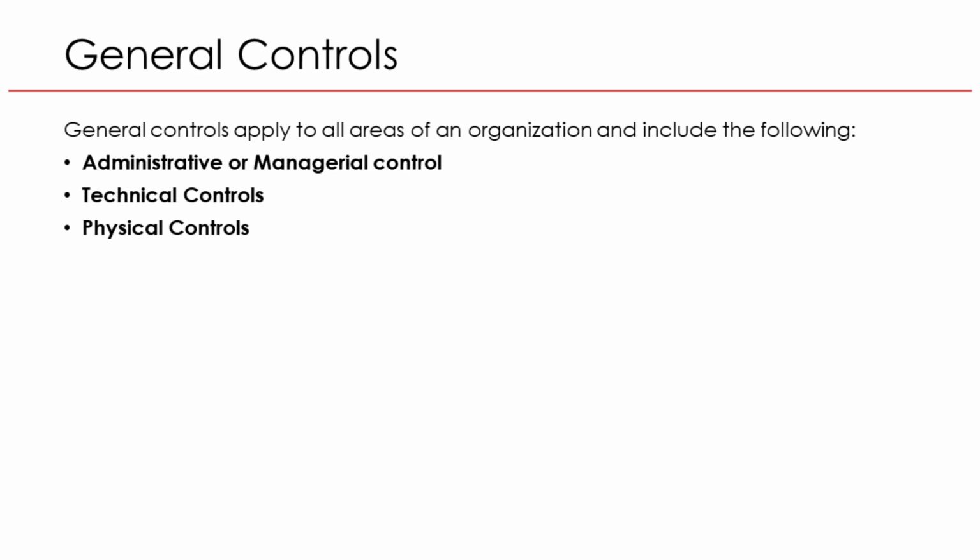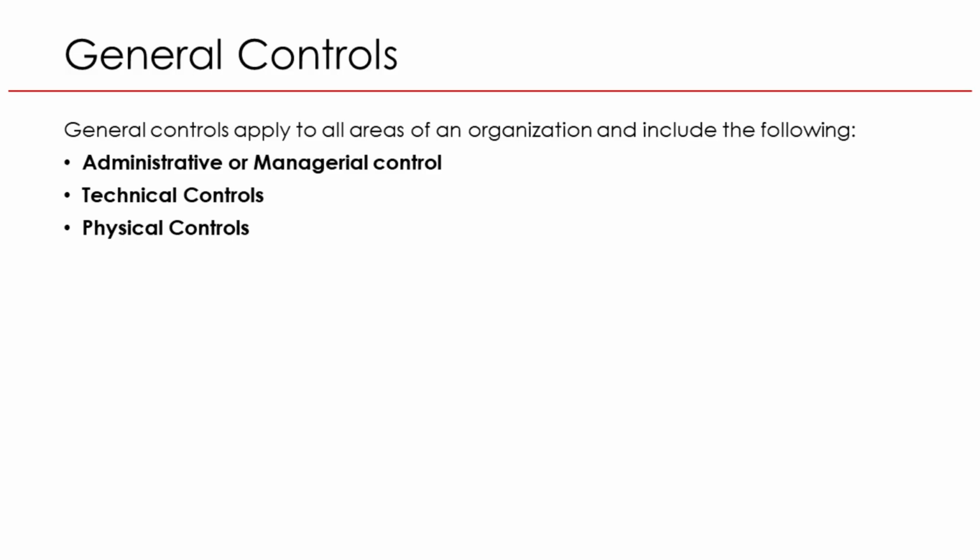General controls are broad controls that apply to the entire organization, not just one system or process. Administrative or managerial controls. These are policies and procedures set by management to guide how things should be done. Example: having an IT policy that defines who can approve user access or how data should be backed up.